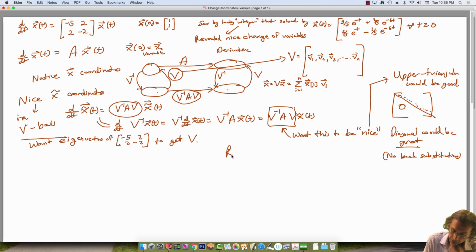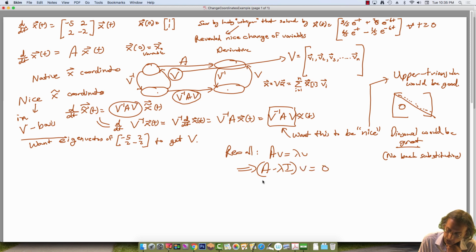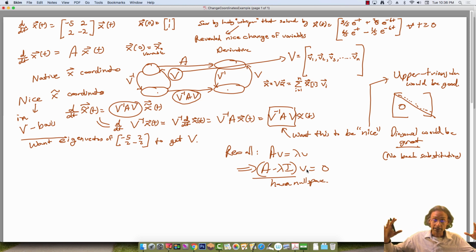So recall, Av equals lambda v, and so A minus lambda times the identity, times v, equals 0, which means this has a null space. Because it has a null space, it takes the space that is its input and maps it to something which has been squashed, flattened, because some particular direction in its input it maps to 0. So it flattens the space.